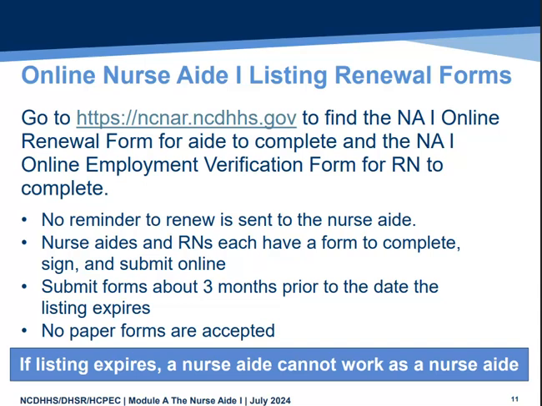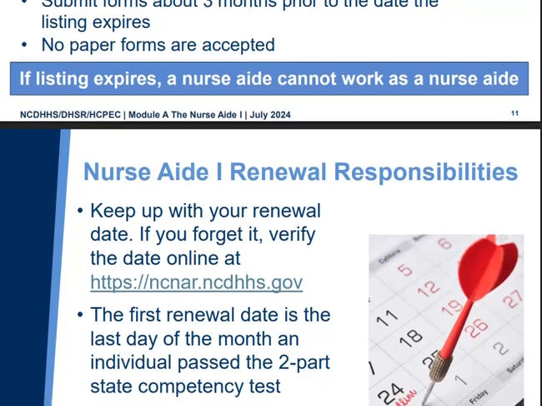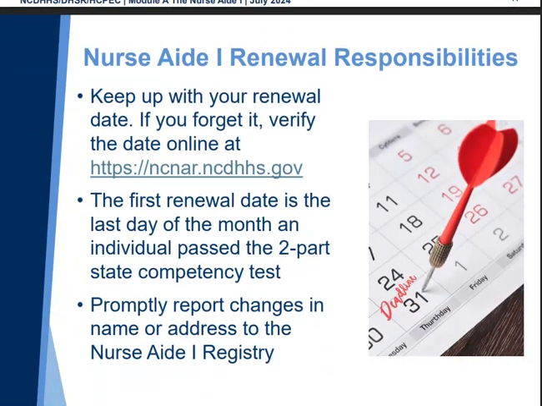This is saying submit your forms about 3 months prior to the date your listing expires. So I agree, 2 to 3 months. And again, they are not going to be sending out any paper forms. If your listing expires, you cannot work. And that is as of day 1 of your listing expiring. Now, here at Western Piedmont, we do have refresher classes for people whose certification has not lapsed more than 3 years.